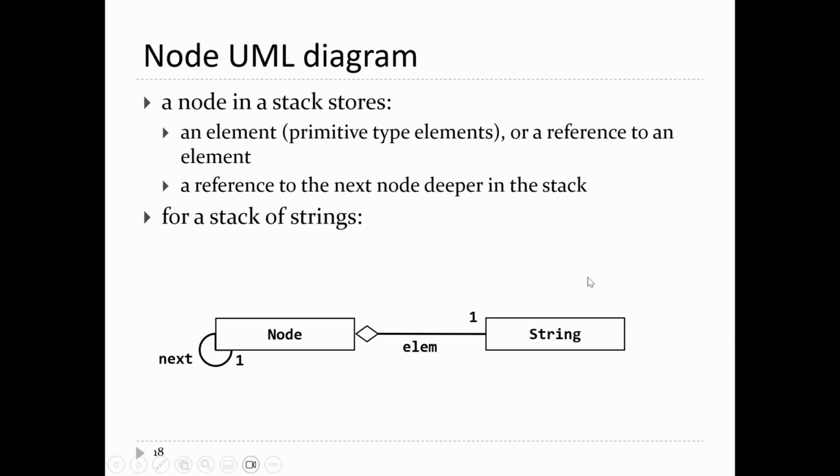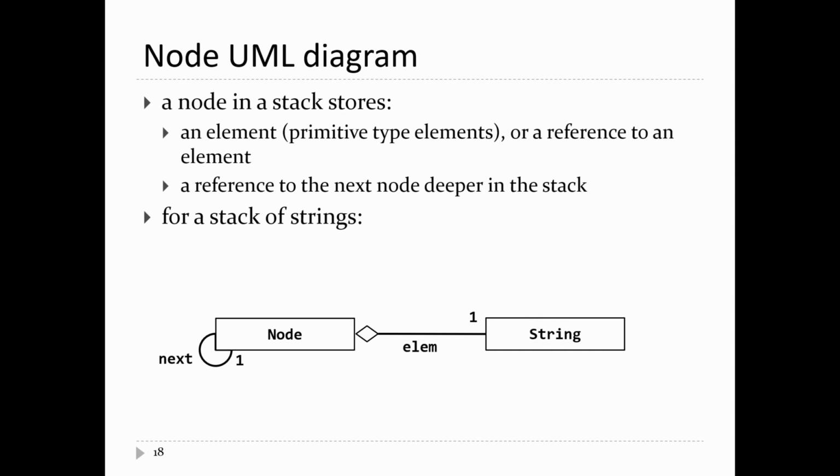All right, so we need to make a node class now to represent the nodes of the stack. For a stack, a node is going to store an element, or a reference to an element. And it's going to store a reference to the next node deeper in the stack. So our node class is going to be an aggregation of one element, so it's going to be an aggregation of one string. So node has a string.